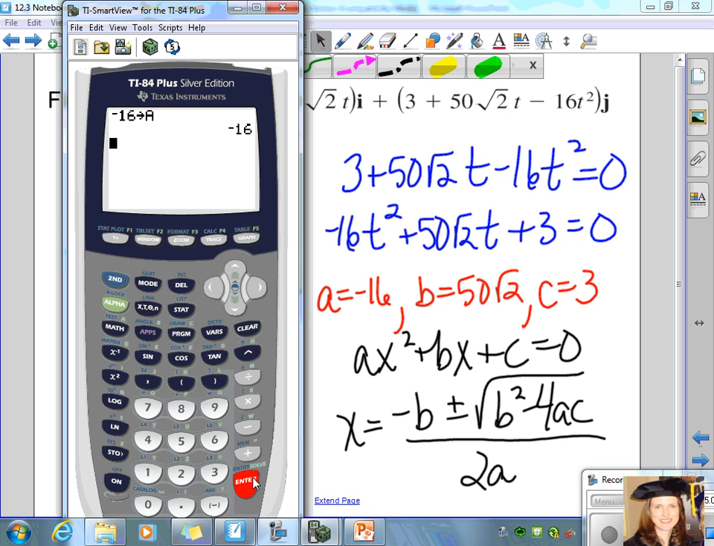Now when the calculator views the letter A, the value is going to be assigned negative 16. For B, we have 50 square root of 2.